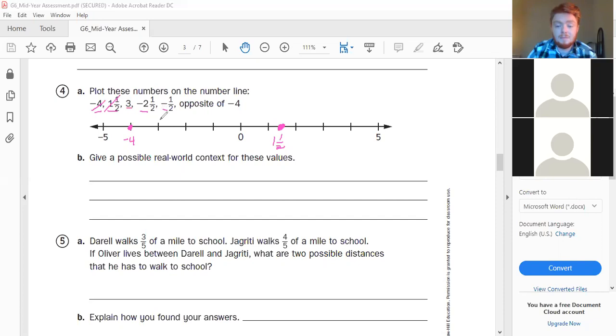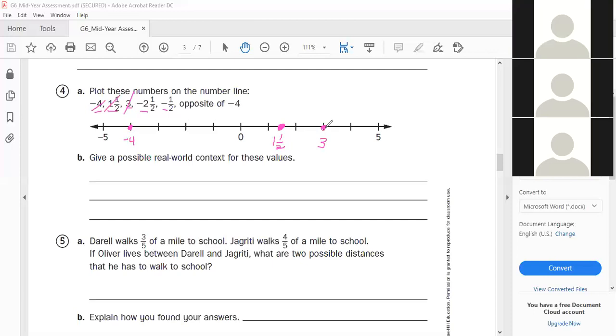So this way is the left, and this way is the right. You go right. How many spaces? 3. 1, 2, 3. He is correct. Good job. Cross that one off. That is correct. That's where it goes. Fantastic.